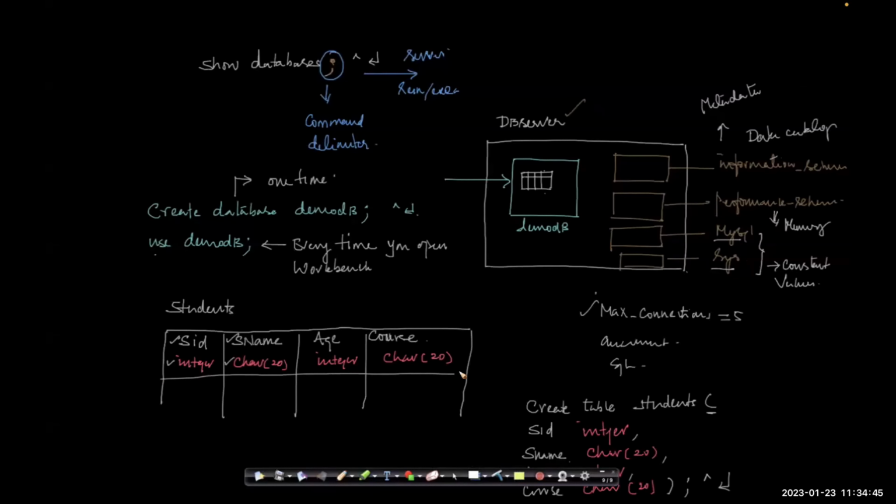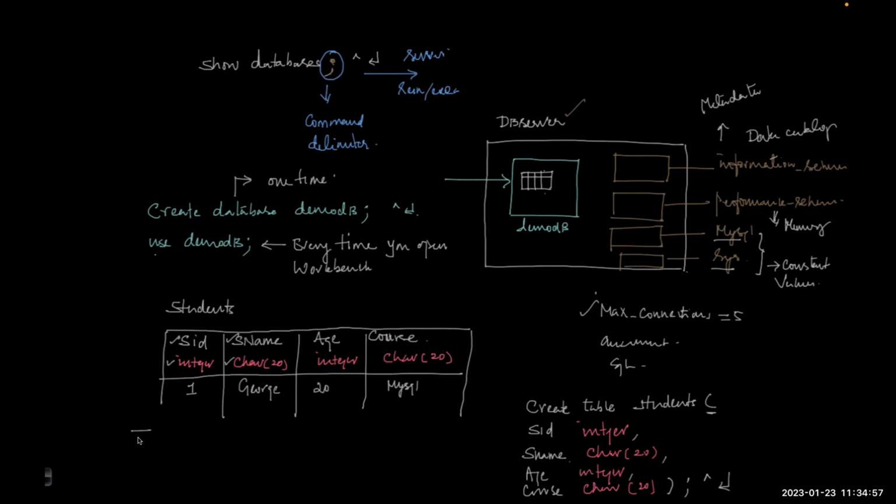So we will put student 1, whose name was George. He was 20 years old and he wanted to learn MySQL, right? So to do that, we will say insert into students values. And now you have to give values in the exact same order in which you created the table.